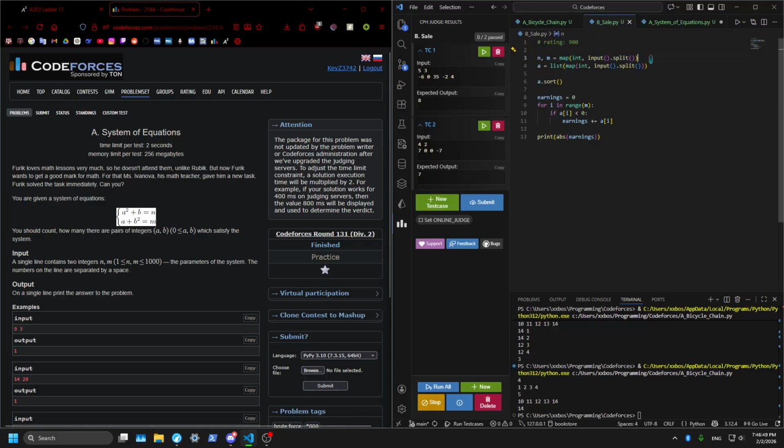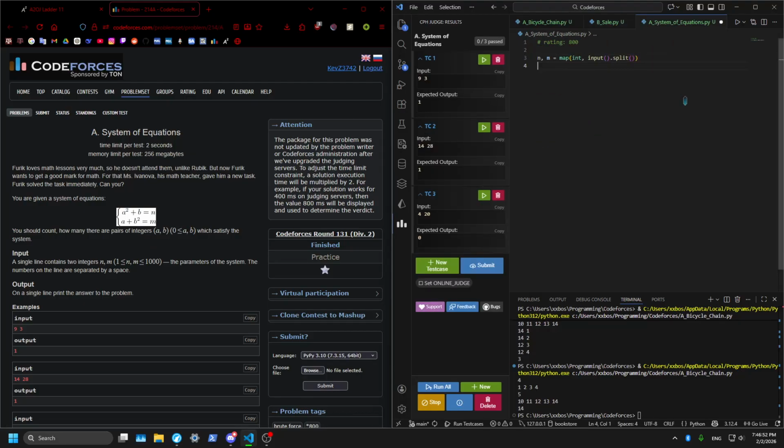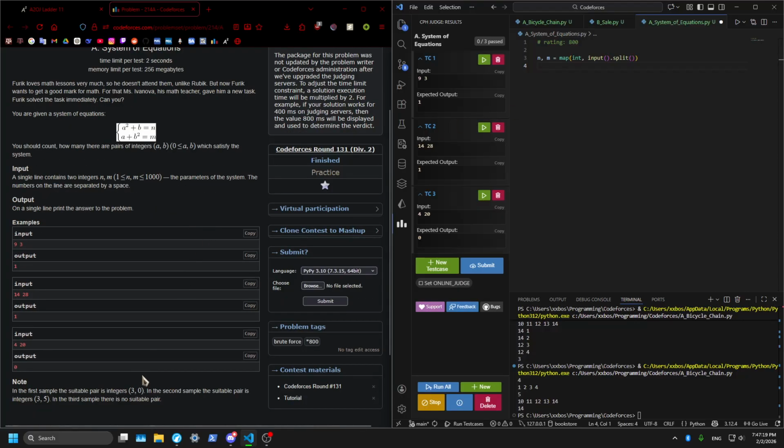So we take in an n and m, and then a single line contains, okay. The numbers on the line are separated by a space, yes. Print the answer to the system. Count how many pairs of integers satisfy the input system. So, first sample, the suitable pair is 3, 0. So A is 3, B is 0, okay, I see.